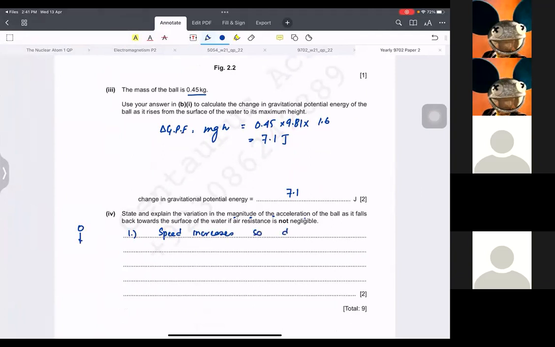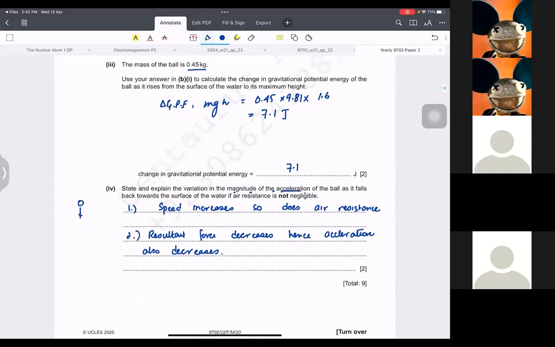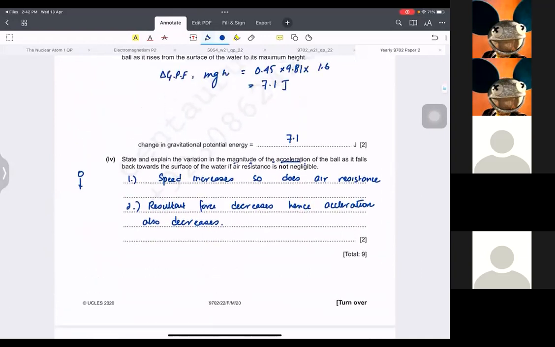So does air resistance, because air resistance basically depends on speed. The second point, resultant force decreases, hence acceleration also decreases, right? Because he's asking about the acceleration. So this would be this. Any questions, please let me know.